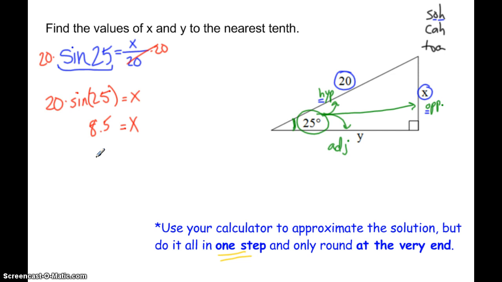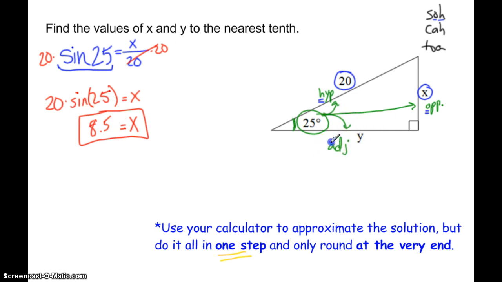It's not exactly 8.5 because we're rounding to the nearest tenth, but you should get a value that rounds to 8.5. Okay? So that's x, and I'm done. I've used my trig function, I've used this formula here, I've used the trig ratio to find my value of x. I'm going to do the same thing to find my value of y.